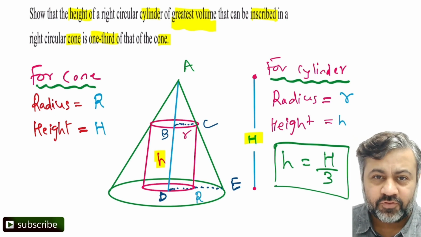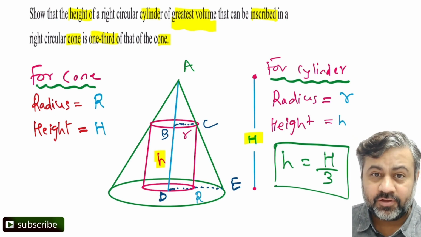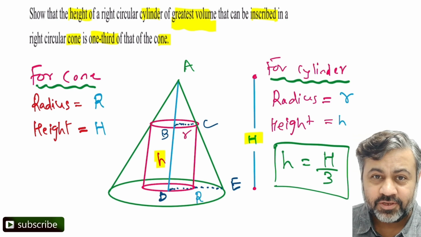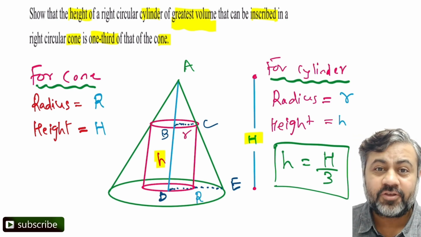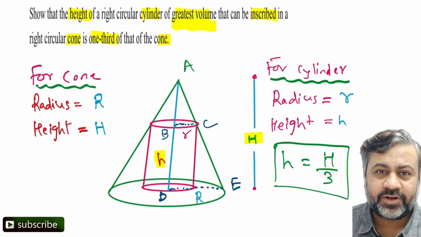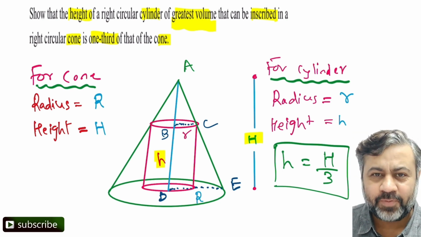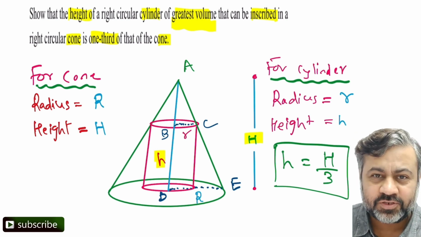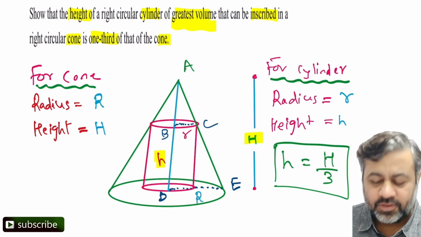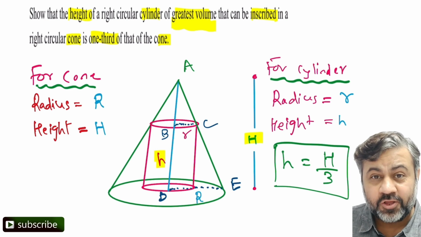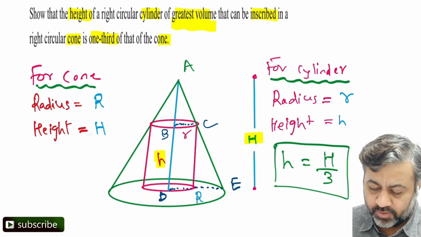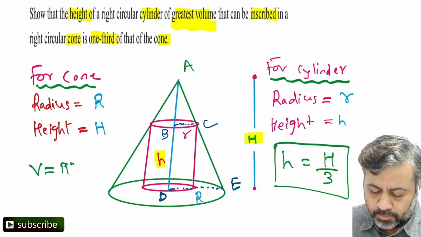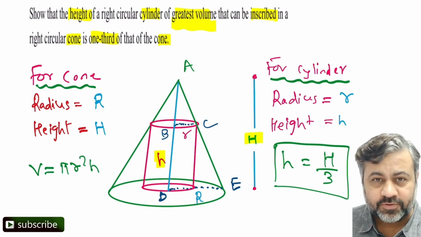This is the first thing which you need to understand, and this is happening when the volume of the cylinder inside the cone is maximum. That is the greatest volume. This is the first basic thing, to understand this question very nicely. Okay, so what is the formula for the volume of the cylinder? Do you remember the formula? Just recall, the formula for the volume of the cylinder is pi r square h.